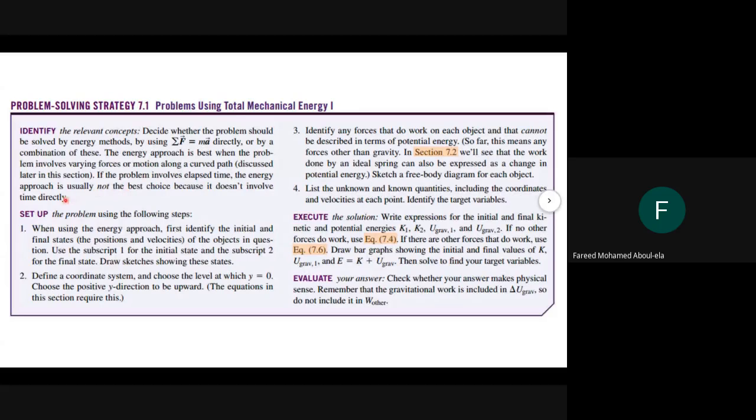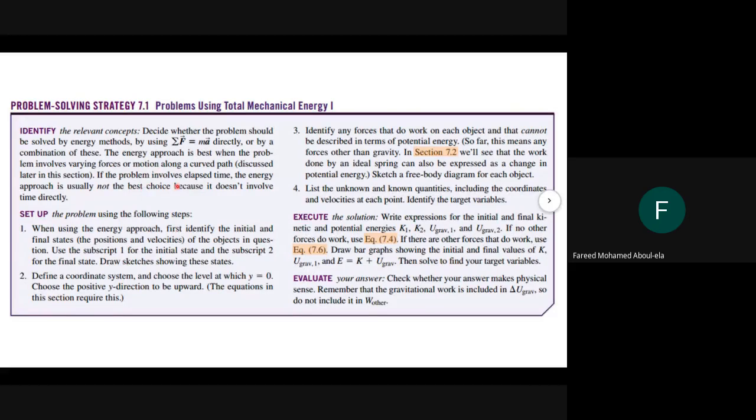time directly. On the other hand, if you have a problem where the forces are varying or the motion is along a curved path, so the motion is not in a straight line at all, Newton's second law is difficult, so the easier way is conservation of energy.